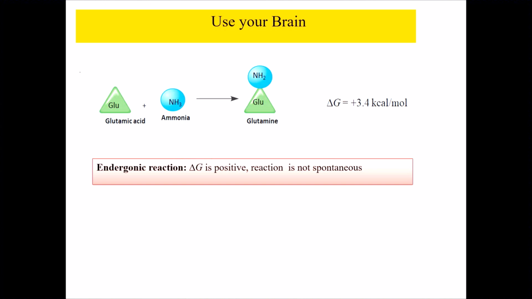Now we can analyze this by some examples. Say, for example, this is glutamic acid, which is an amino acid, combined with ammonia, it forms glutamine. The total reaction delta G is 3.4 kilocalorie plus. So this is an endergonic reaction. Endergonic reaction, delta G is positive. It is not spontaneous. When glutamic acid combines with ammonia, it needs added energy. There should be added energy.